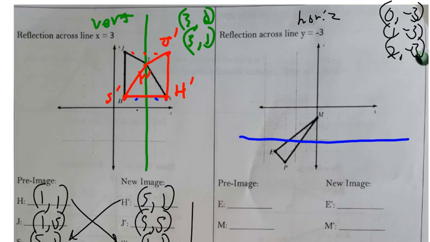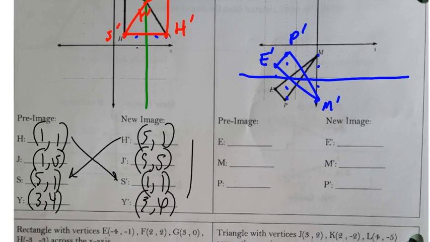So let's start at M. M is 2 away. So it's going to be 2 away here. So there's M prime right there. E is 1 below here. So it's going to be 1 above there. E prime. P is 2 below. So we're going to go 2 above. P prime. So we're going to connect those 3 points. And that has been flipped over that line, y equals negative 3.